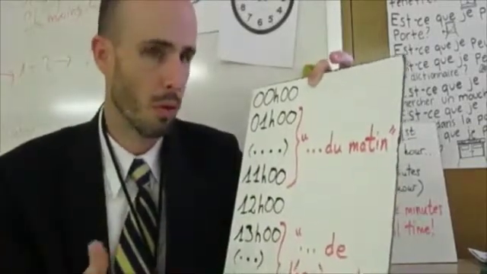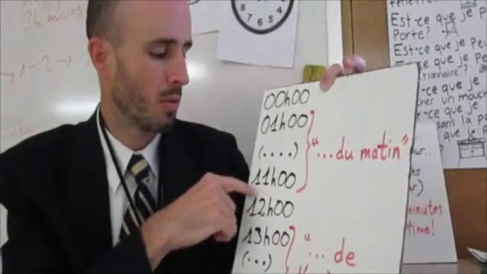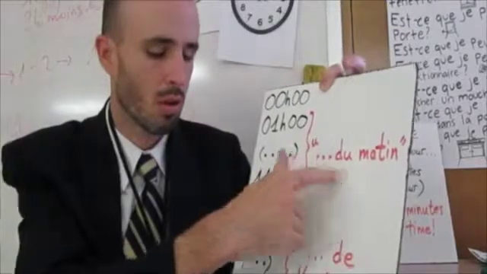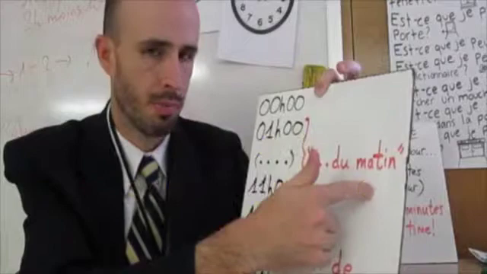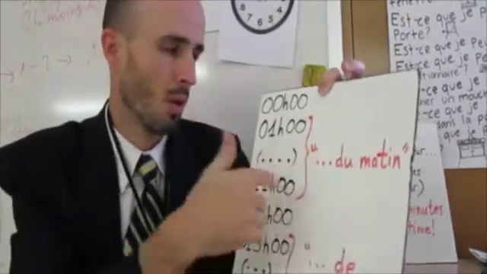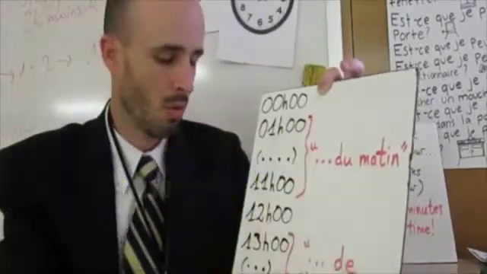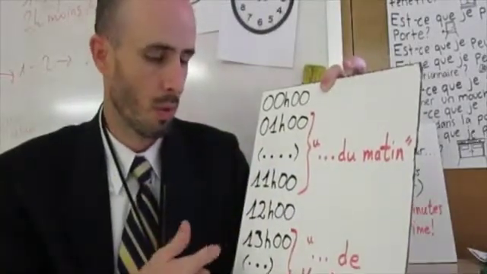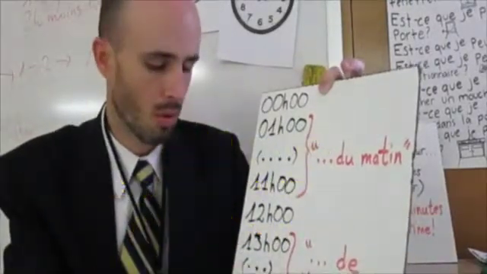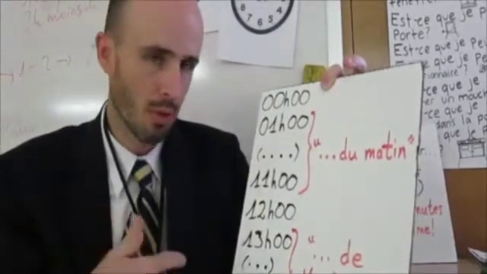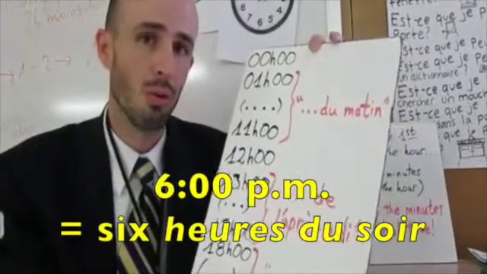There are others, but if we want to insist on 11 in the morning instead of 11 at night, we would say 11 heures du matin. 1 in the morning instead of 1 in the afternoon: 1 heure du matin. 1 in the afternoon instead of 1 in the morning: 1 heure de l'après-midi. 6 in the evening versus 6 in the morning would be 6 heures du soir.